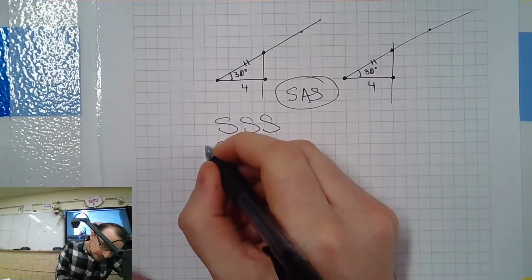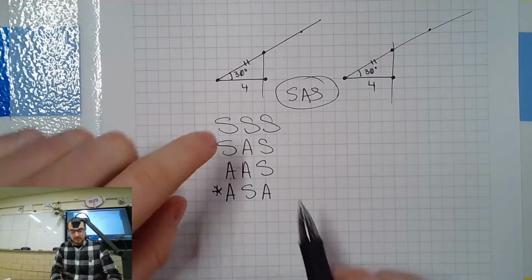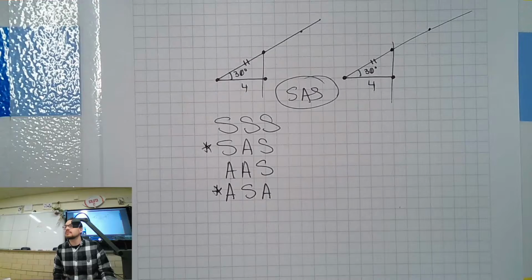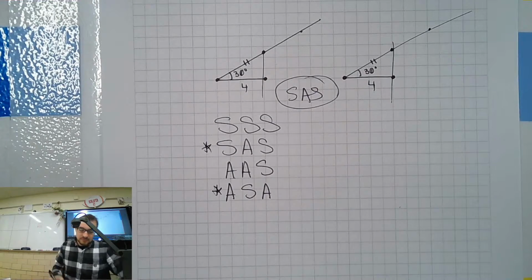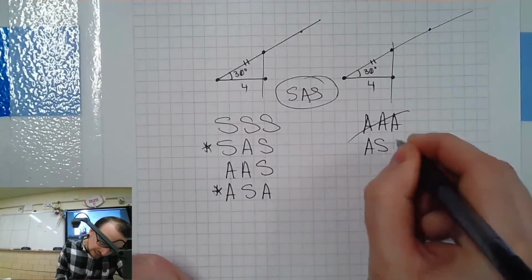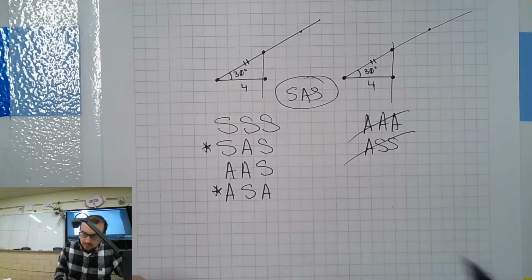These two, this one right here and this one right here, are kind of like the reverse of each other. Switch S for A and you get the other. Angle, angle, angle does not work. Angle, side, side does not work. Or SSA, or backwards.